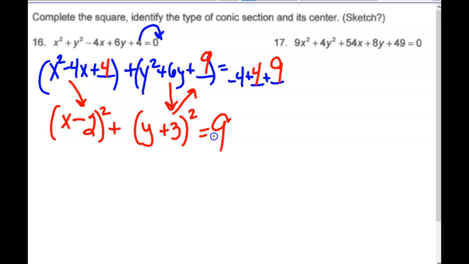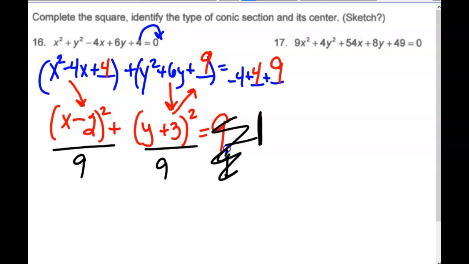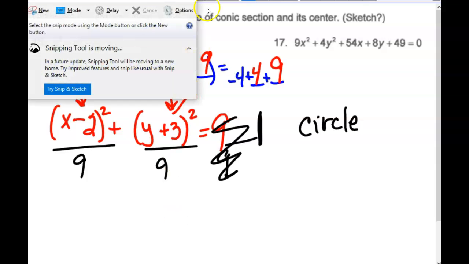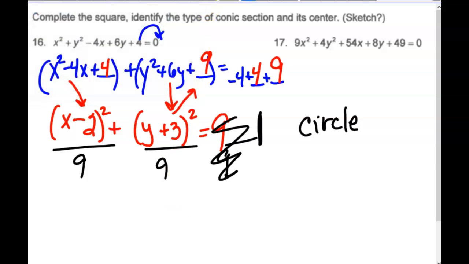It is a circle. If we made it equal to, and it wouldn't be wrong, if you decided, oh, I'm supposed to divide everything by 9, so that this side became a 1, then it seems like an ellipse, but what's it going in each direction? 3, the same amount, so it would be a circle, okay? All right, number 17. Anybody know what that one's going to be ahead of time? Why are you thinking ellipse?